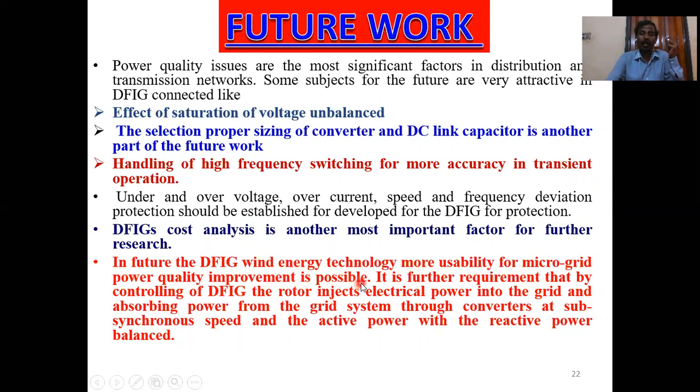It is a further requirement that by the controlling of the double-fed induction generator, the rotor injects electrical power into the grid and absorbs power from the grid system through the converter at subsynchronous speed, and the active power with the reactive power balanced.